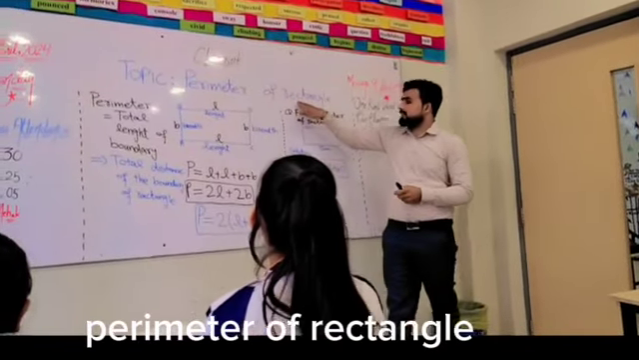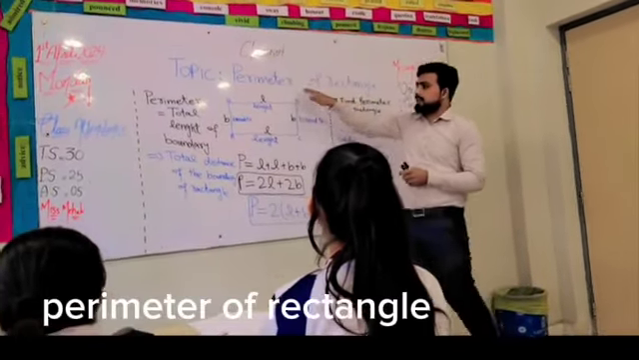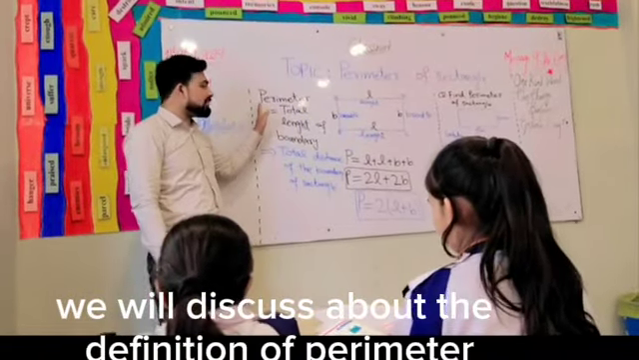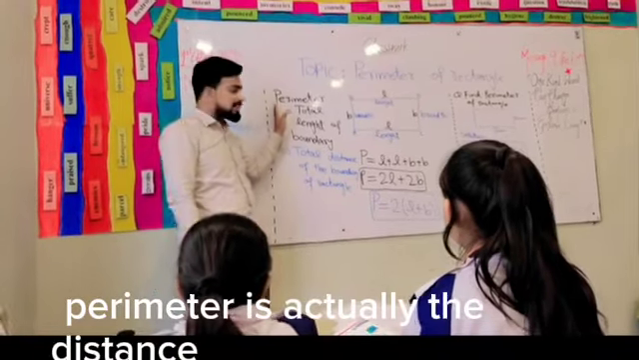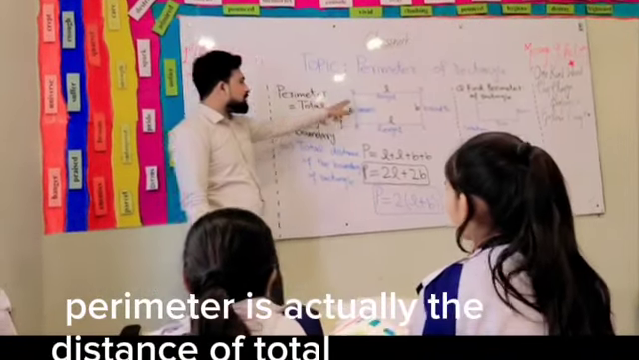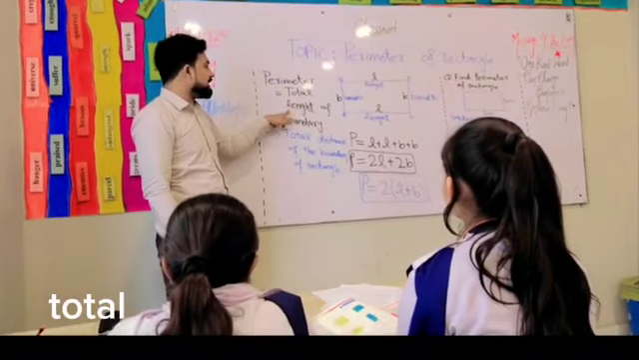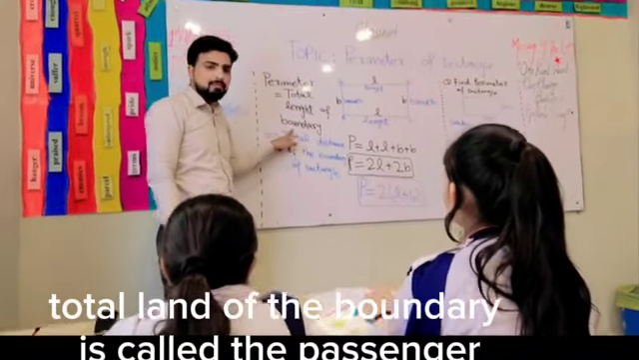Perimeter of rectangle. First of all, we will discuss the definition of perimeter. Perimeter is actually the distance of the total boundary, the length of the total boundary. As you can see, the total length of the boundary is called the perimeter.